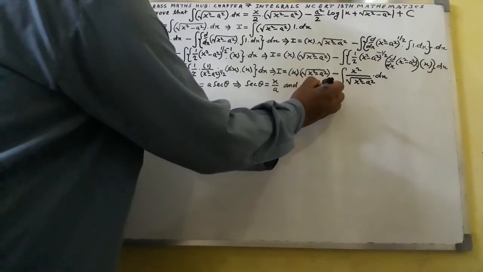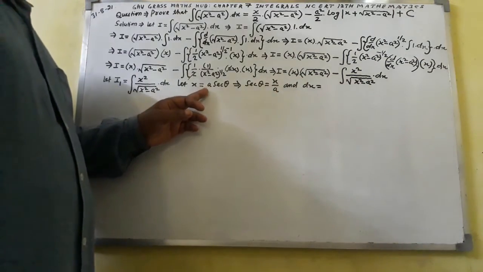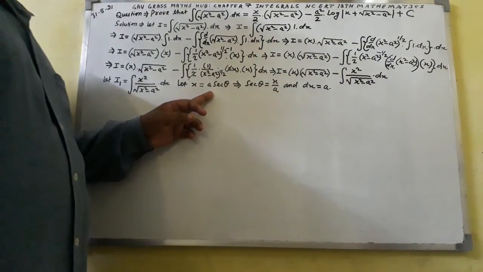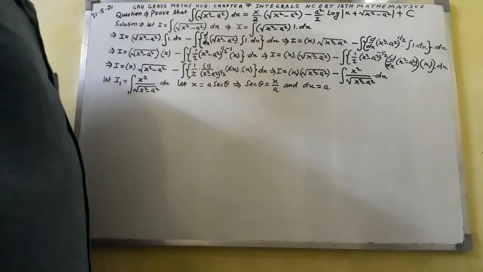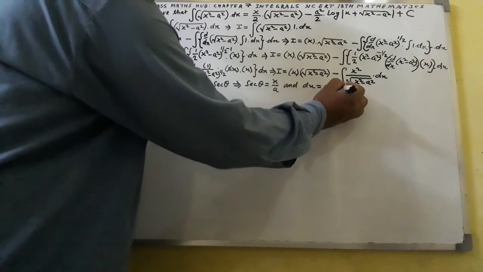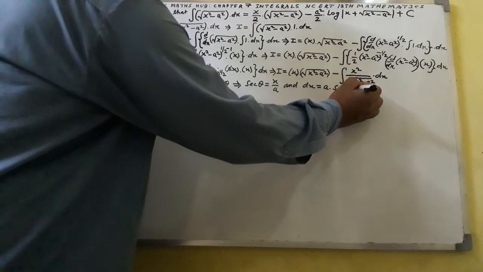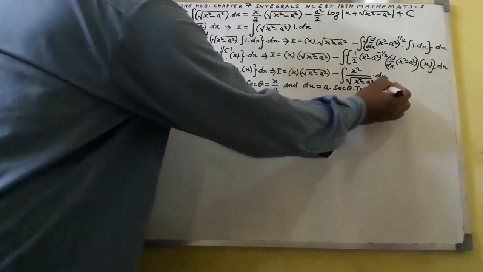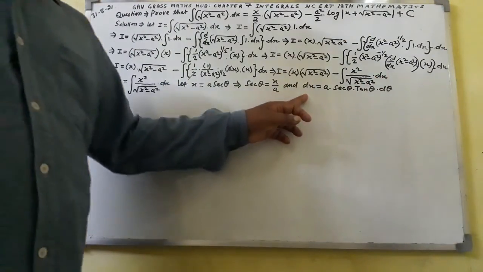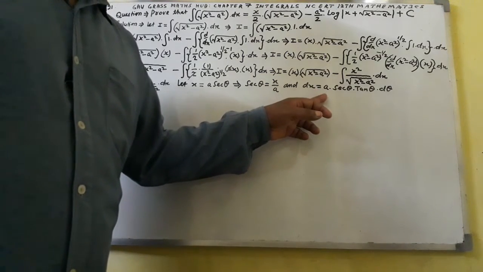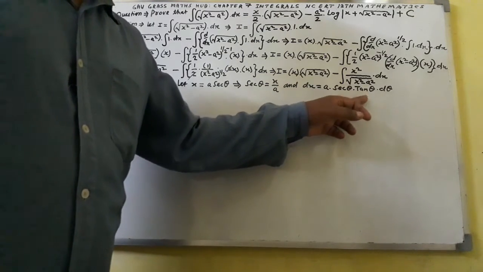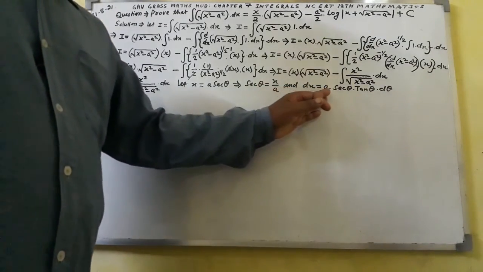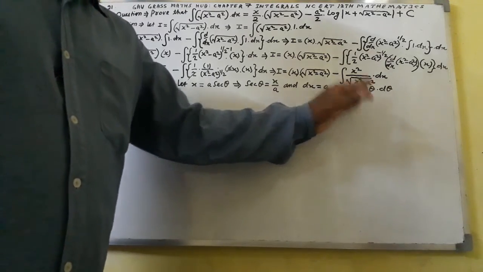And dx equal to a, since a is a constant, a will multiply it, and d over d theta of sec theta comes out to be sec theta dot tan theta dot d theta. So dx equal to a dot sec theta dot tan theta dot d theta. I shall write, in place of dx, a dot sec theta dot tan theta dot d theta.